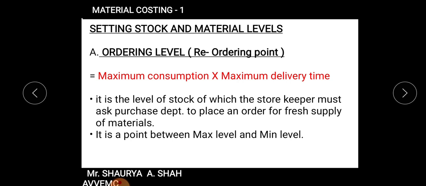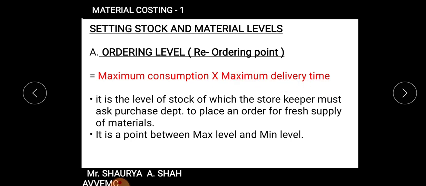When all these formulas will be clear to you is when we solve the sum, today only we are going to solve one sum for that. What is your ordering level? It is maximum consumption into maximum delivery time. What is the maximum consumption? I told you that is 100 units. What is the maximum delivery time? For getting those units, what is the maximum time I will take to receive it in my factory? That is my maximum delivery time. So maximum consumption into maximum delivery time.